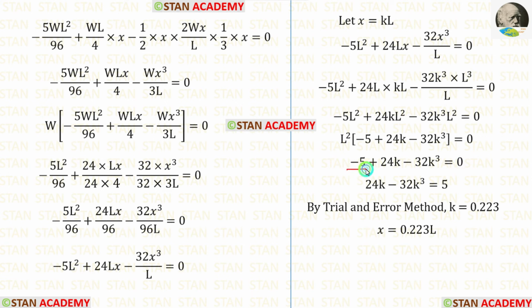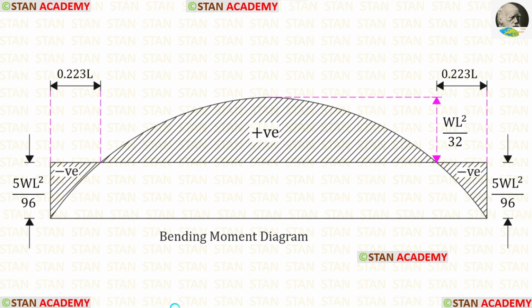Then let us take minus 5 on the right side. It will become positive. Now using trial and error method, we can solve this equation. After solving, we are getting K. We know that x is KL. Here instead of K, let us apply 0.223. Using the calculator also, we can solve this equation. Now you can see the bending moment diagram with the distance of point of contraflexures.